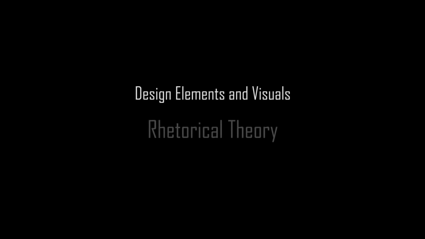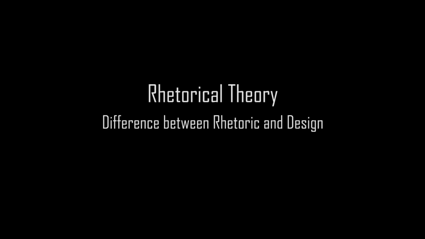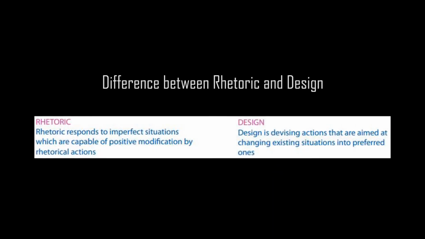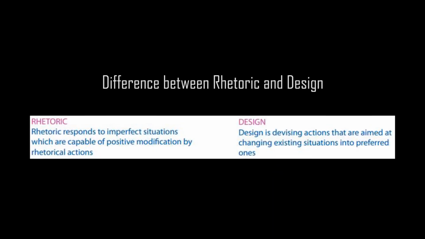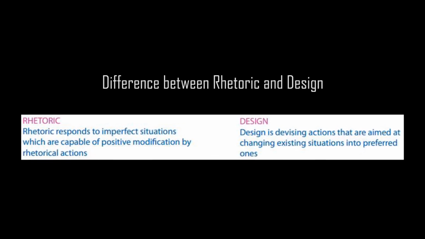When we talk about design elements and visuals, one thing that immediately comes to my mind is the rhetorical theory. The theory is basically talking about rhetoric. So what is the difference between rhetoric and design? Rhetoric means imperfection can be modified to perfection, and design means changing the current situation into another one, preferably a perfect one.